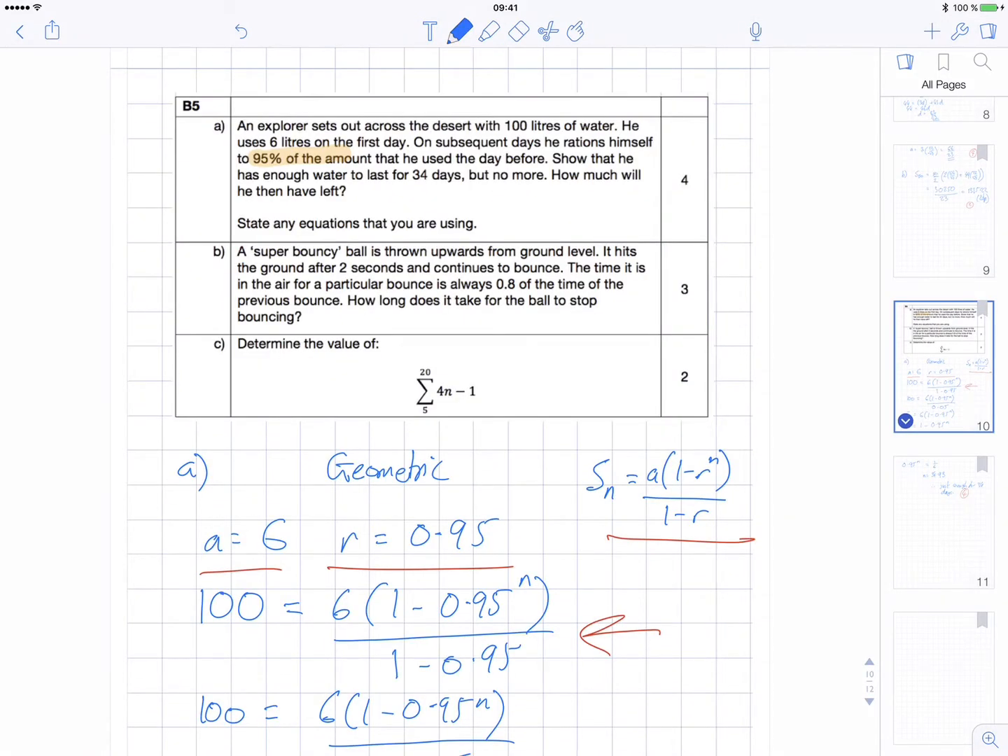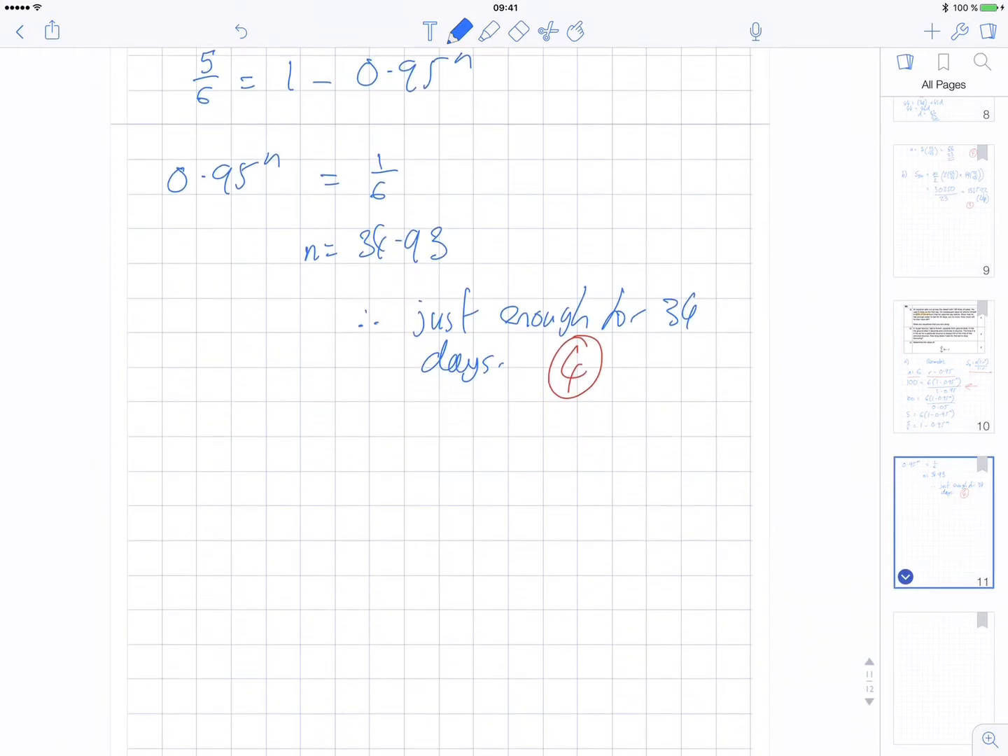Now on to part B. A super bouncy ball is thrown upwards from ground level. It hits the ground after 2 seconds, continues to bounce. The time it is in the air for a particular bounce is always 0.8 of the time of the previous bounce. How long does it take for the ball to stop bouncing? So let's model it. What's it going to look like? It's going to bounce 1, 2, 3, and it's going to keep on going.